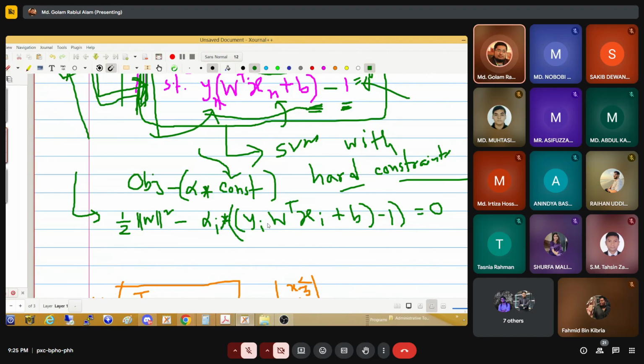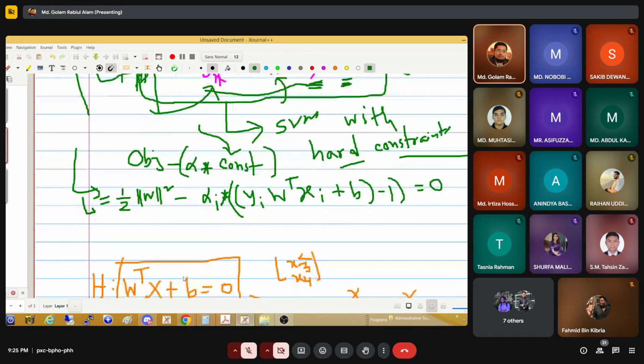In this equation, we have W and B. Also, we have to determine the alpha. This alpha is called the Lagrangian constant. So now, to solve this optimization problem, we need to find the value of the Lagrangian constant and then the values of W and B. So if we consider this as the Lagrange equation, then what do we have to do to solve it?